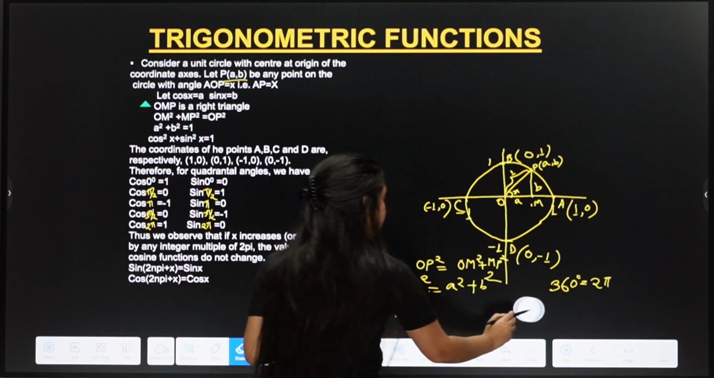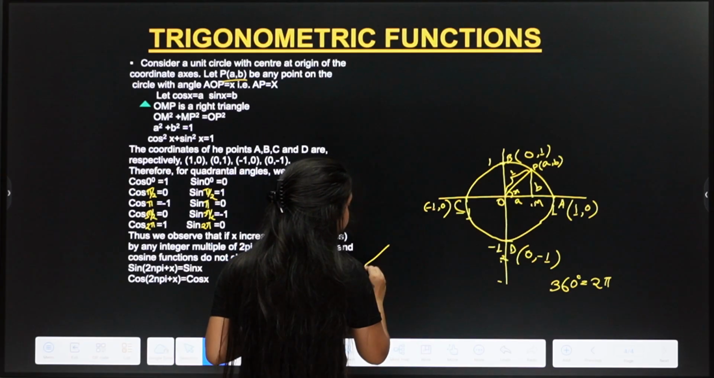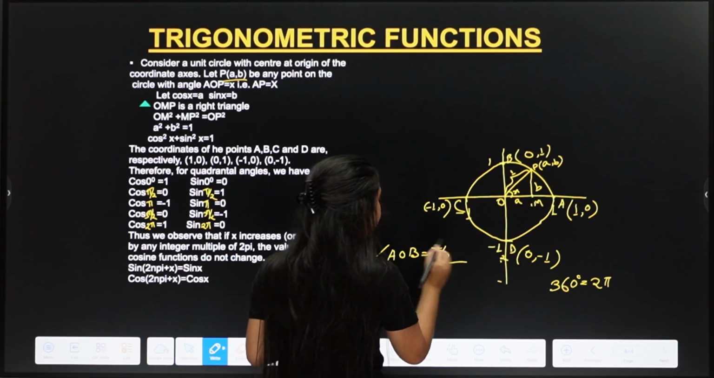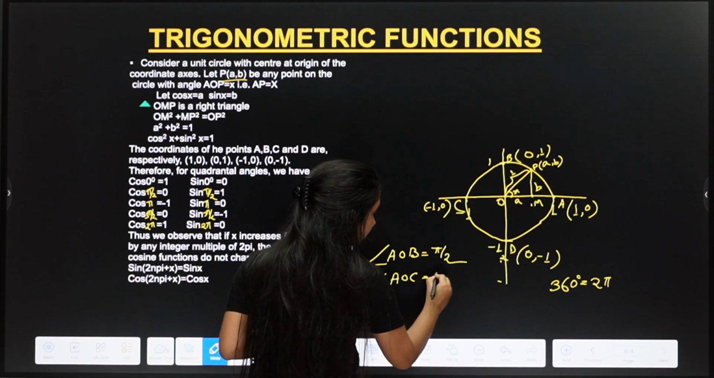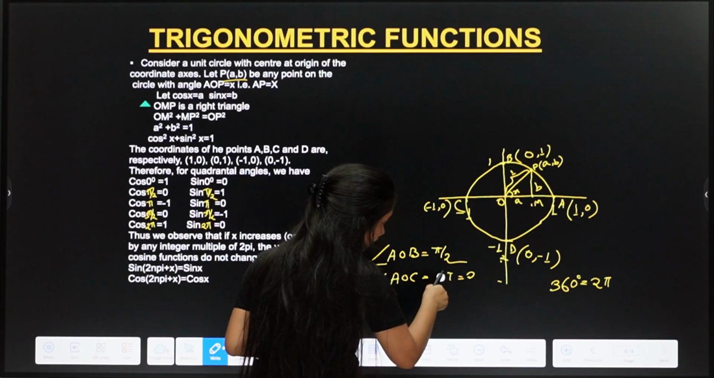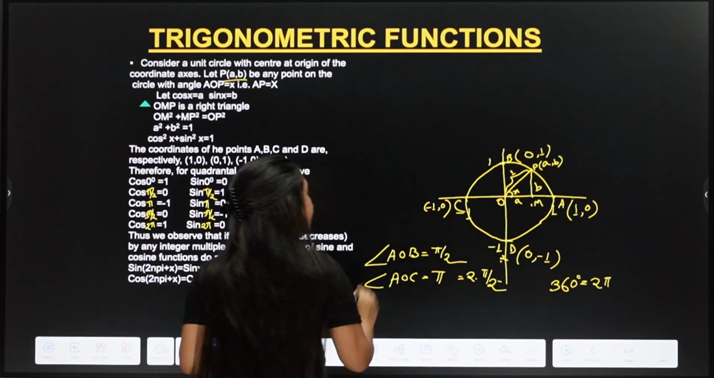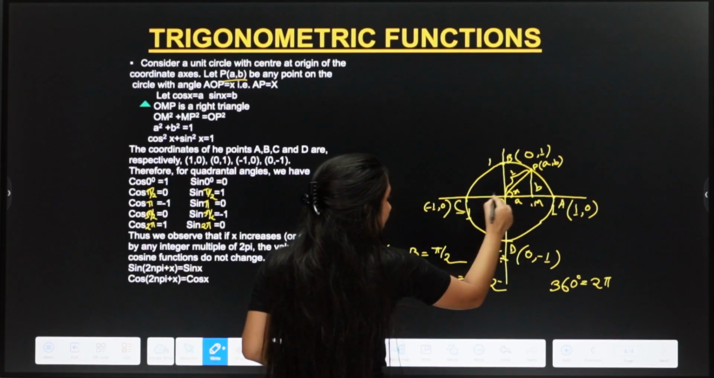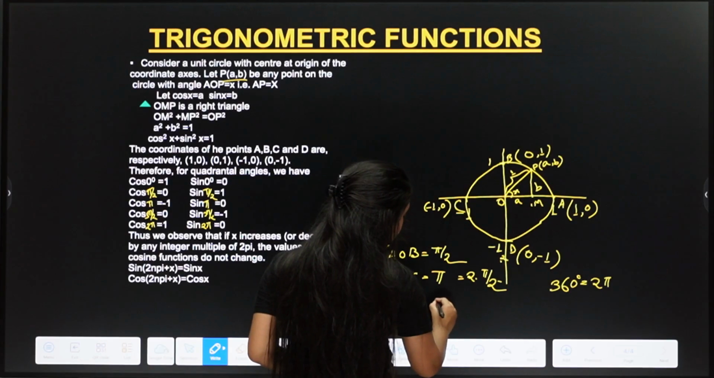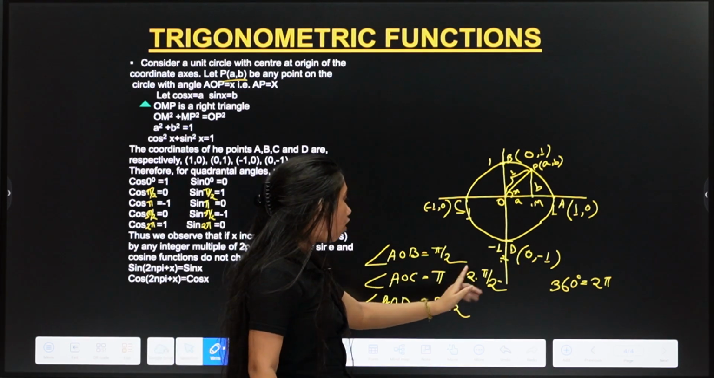So we can see that AOB is pi by 2, that is 90 degrees. Again AOC is pi, that is 2 into pi by 2, that is 180 degrees. Again AOD is equal to 3 pi by 2. Thus, we can see that all are integral multiples of pi by 2.